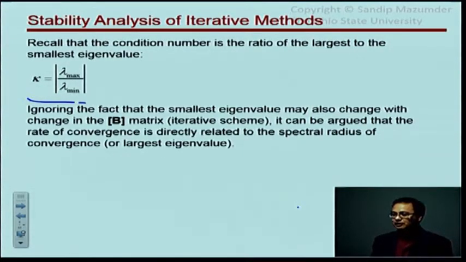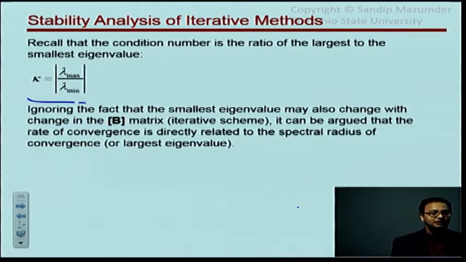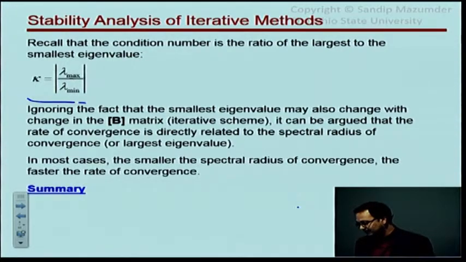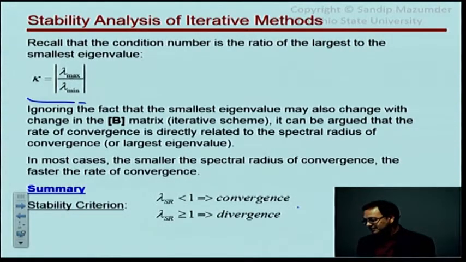Okay? So in that case, looking at the spectral radius is good enough when it's the same method. But if it's two different methods, no, you can't do that. All right? That's basically what this is saying here. So in summary, our stability criterion is that spectral radius less than 1 will give us convergence. Spectral radius greater than or equal to 1 will give us divergence. Okay? All right.